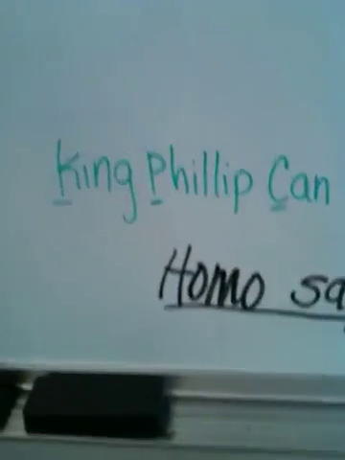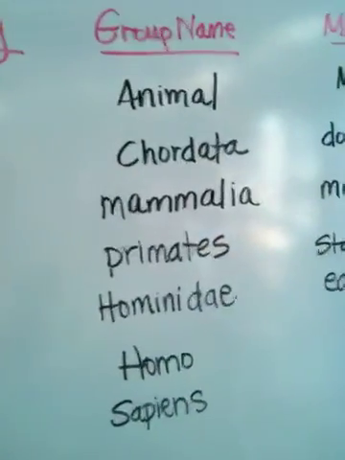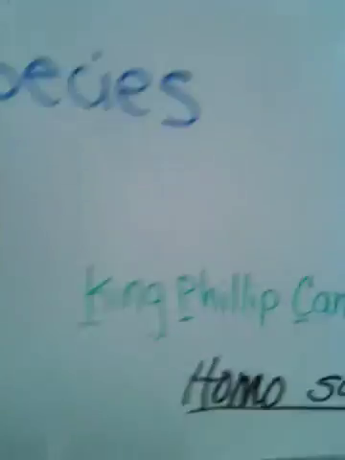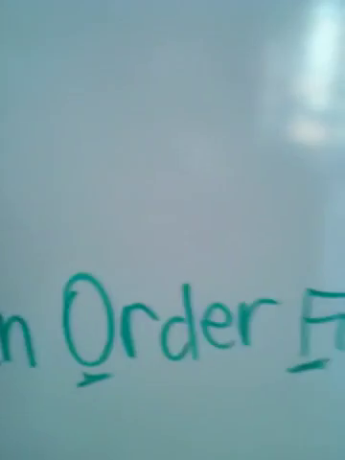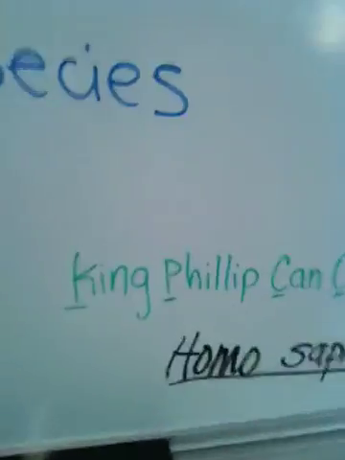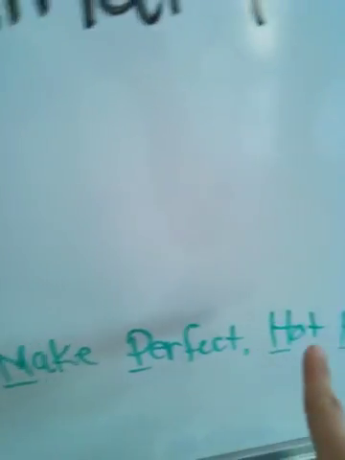Now there's a couple little interesting ways that you can remember all these categories and group names. You won't necessarily have to know the meaning. But the way that you can remember them, and you'll have to change this at the bottom, is that it should say King Philip can order fresh green spinach. And then the other one is all chefs make perfect hot homemade soup. So, if you look at that, this should be kingdom, phylum, class, order, family, genus, species. This would be Animalia, Chordata, Mammalia, primates, Hominidae, Homo, and sapiens. That's just a fun little way to remember our group names and the categories of classification.